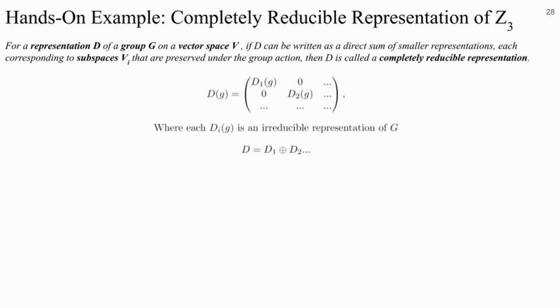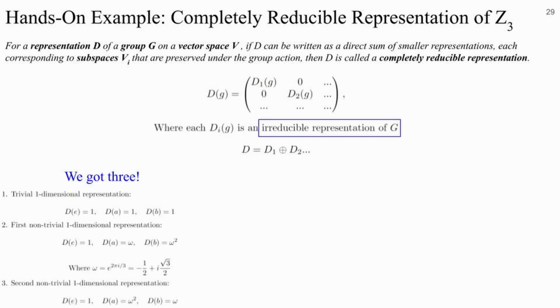The definition of these is that the representation D can be written in block diagonal form as a direct sum of different irreducible representations. So this is shown in the matrix below, where the elements along the main diagonal are the linear operators mapping group elements in different irreducible representations.